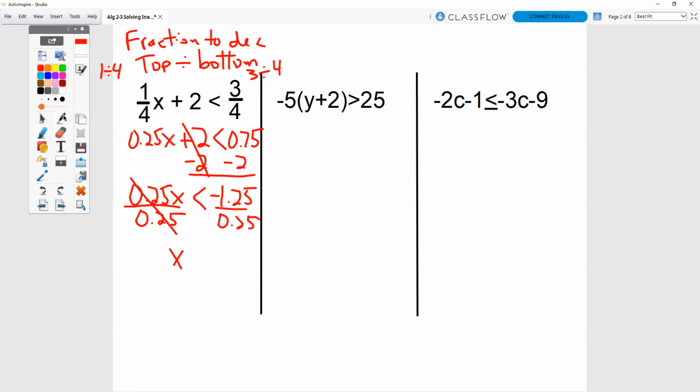Top divided by bottom, negative 1.25 divided by 0.5 is negative 5. We don't flip the sign. Yes, there's a negative in the problem, but we don't flip the sign.